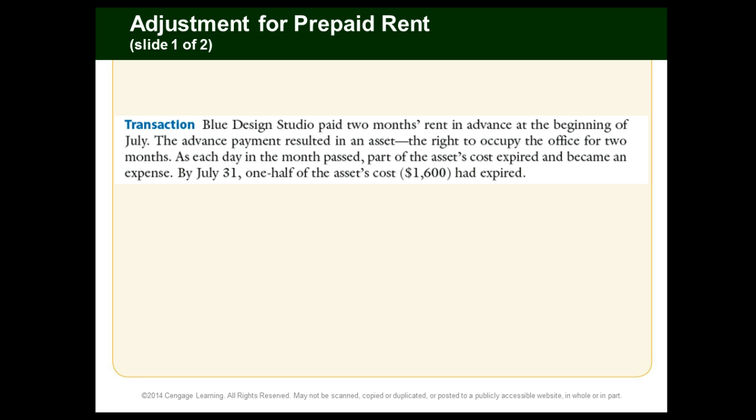So we had an example. Design studio paid 2 months rent in advance at the beginning of July. The advance payment resulted in an asset, the right to occupy the office for 2 months. As each day in the month passed, part of the asset's cost expired and became an expense. But by July 31st, 1/2 of the asset's cost, or $1,600, has expired. Just because of time, it's no good anymore.